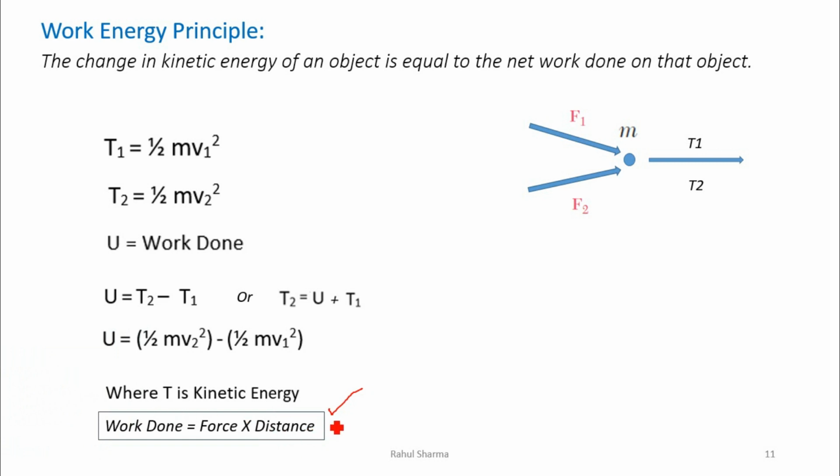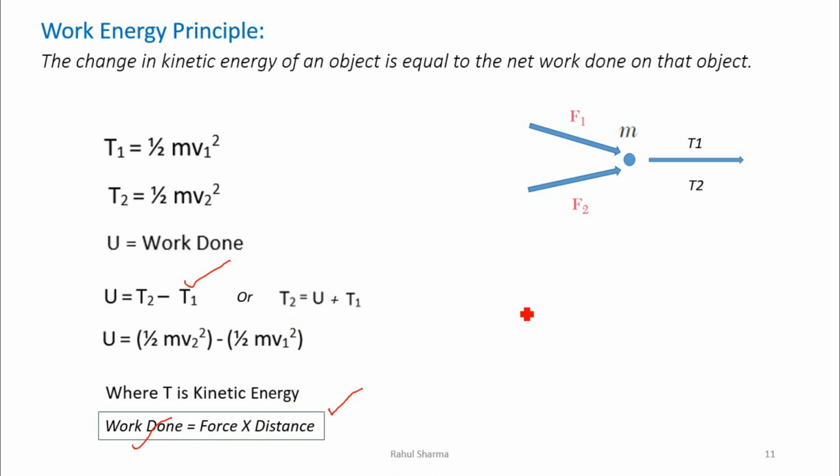First, work done is equal to force into distance, whatever the forces we applied and how much distance it travels due to that force. Similarly, we have to apply the equation that work done is equal to change in kinetic energy, T2 minus T1. So using these two equations, you have to solve the numerical. But here you have to remember a few things. When we have to say work done, we have to consider only those forces which are responsible for the work done.